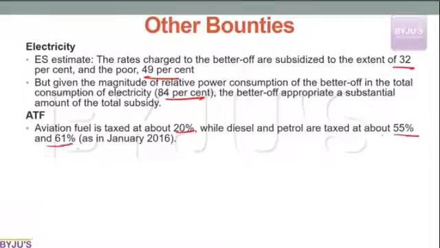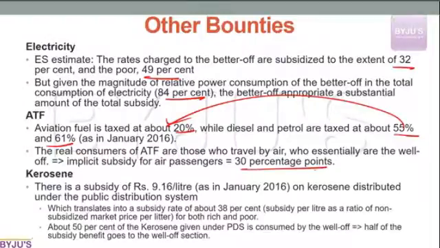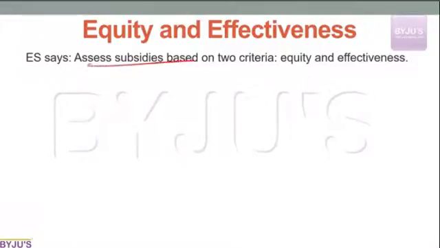The aviation fuel is taxed at 20% compared to diesel at 55 to 61%. So the difference becomes an effective subsidy because they're taxed at a much lower rate than diesel and petrol. Now who uses aviation fuel? The people who travel by flight. So again the rich are being subsidized here, a 30 percentage point subsidy for them. Now kerosene, 9.16 per liter is the PDS rate. So if you compare against market rate, an effective subsidy of 38% is there. It is the same for rich and poor. However, 50% of kerosene under PDS is consumed by the well-off through ghost beneficiaries, etc. So still 50% of the benefit is going to the well-off section of the population.